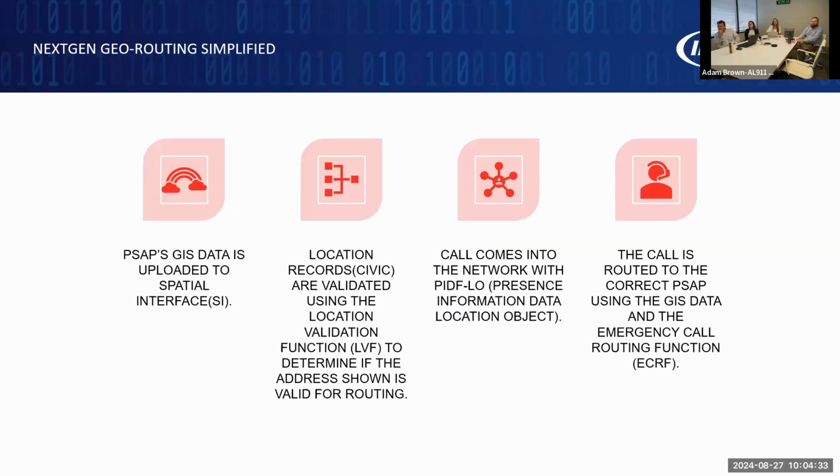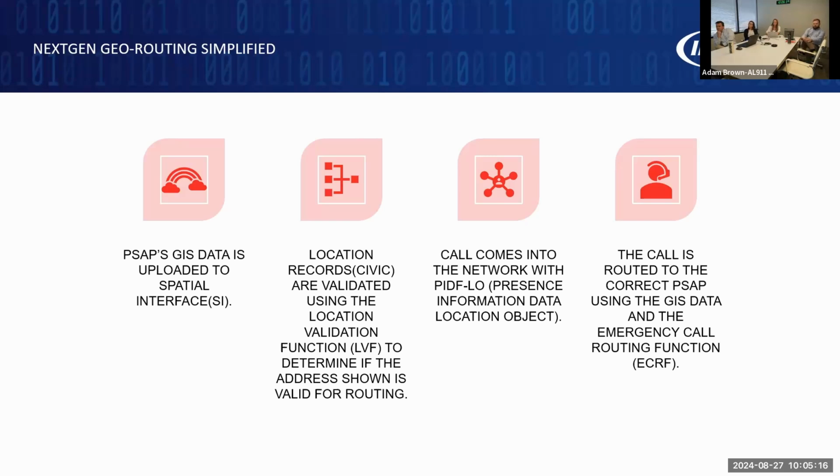This is a simplified version of how your GIS data will be used in next gen. Once we have our spatial interface stood up, none of this will change your day-to-day workflow. You will still be uploading to BEP. You'll still have to aggregate to the state instance, but we will have an automated way of retrieving that data through the spatial interface. And then we will also have the location validation function. That is where carriers will validate those records against your GIS data, so your GIS data becomes the standard against which those alley records are validated.